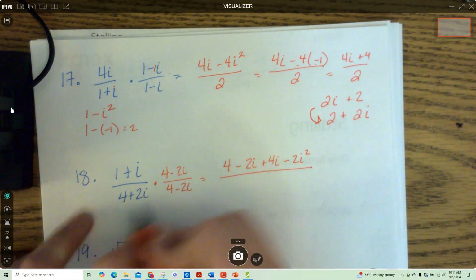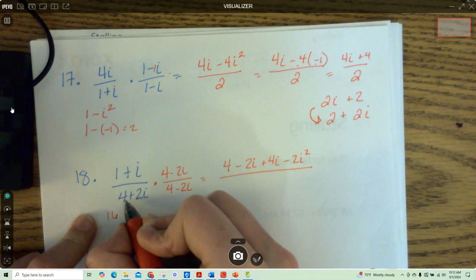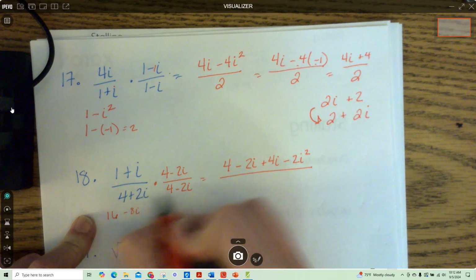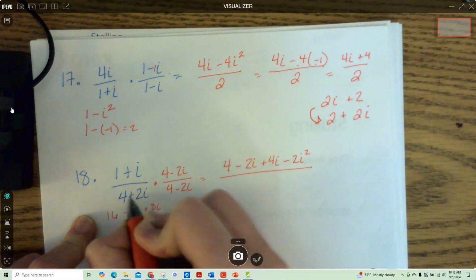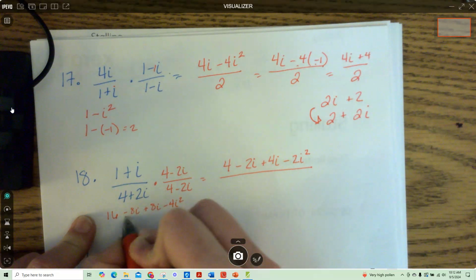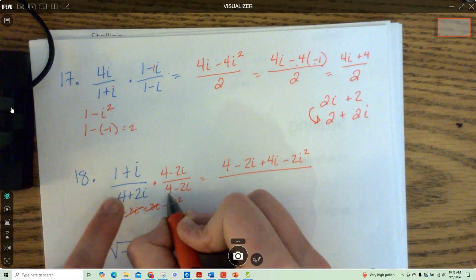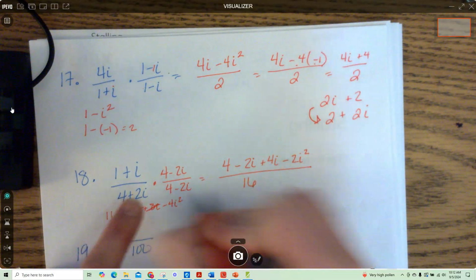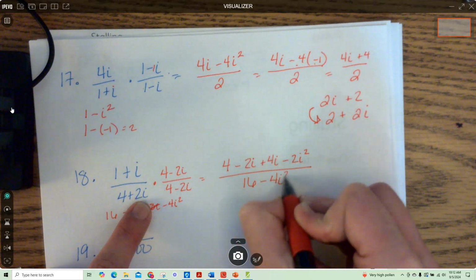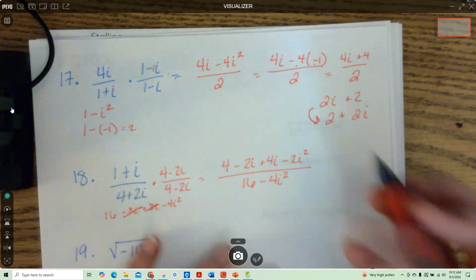So if I FOIL this, 4 times 4 is 16, and then outside 4 times negative 2i is negative 8i. 2i times 4 is positive 8i. Positive 2 times a negative 2 is a negative 4i squared. This cancels. So when I'm multiplying by the conjugate, I can just go 4 times 4 is 16, and then positive 2i times negative 2i is negative 4i squared. Okay? That comes with practice.